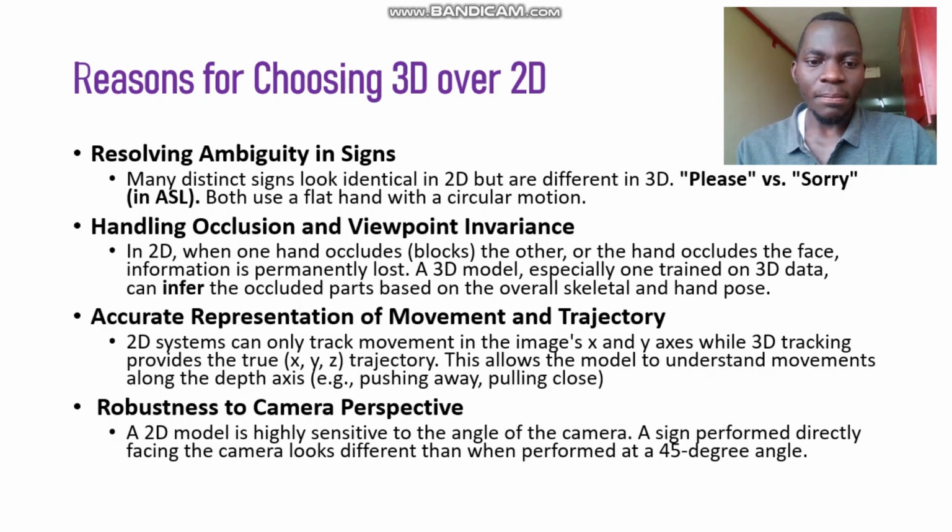Then the other thing is camera perspective. In 2D, when you tilt the camera, let's say at 45 degrees, it will interpret it differently than in 3D. In 2D, it's like a flat surface. When you tilt the camera, the sign will also change, or the positions of the hands will change. But in 3D, the trajectory of X, Y, and Z can help us overcome that camera perspective problem.